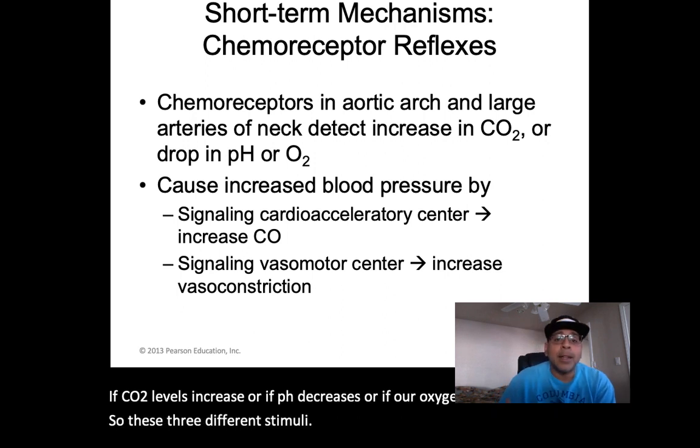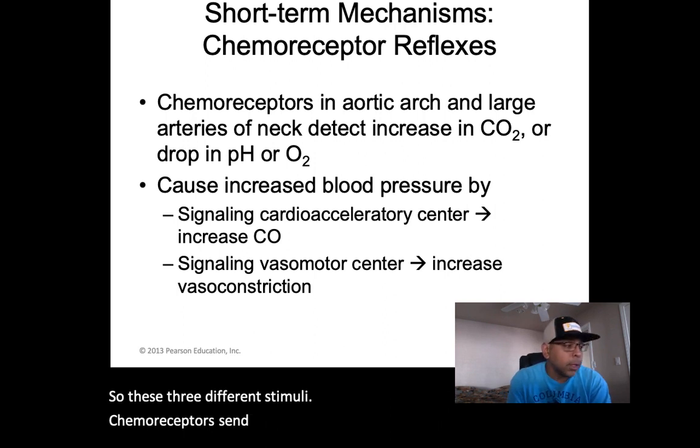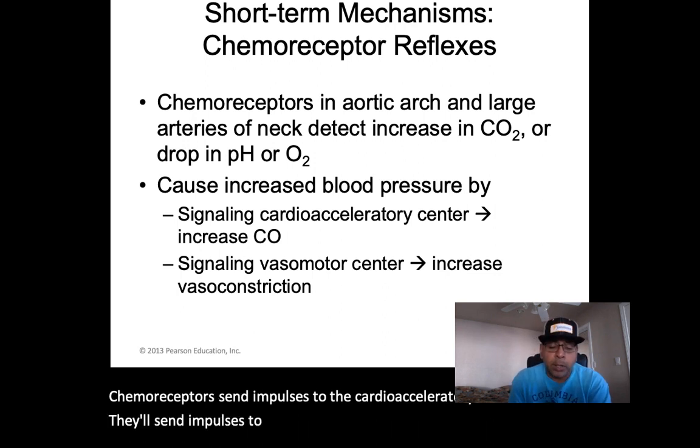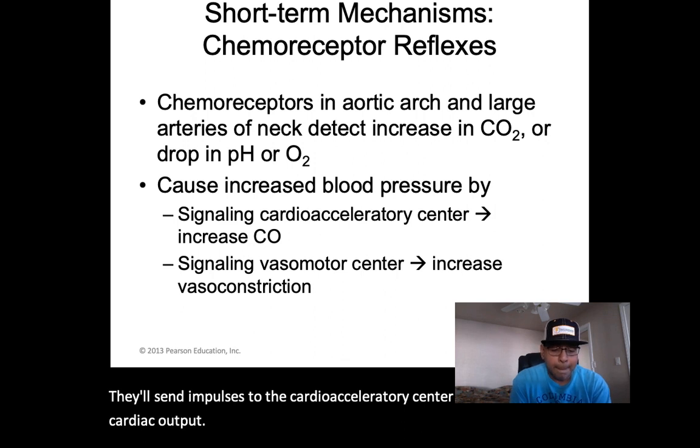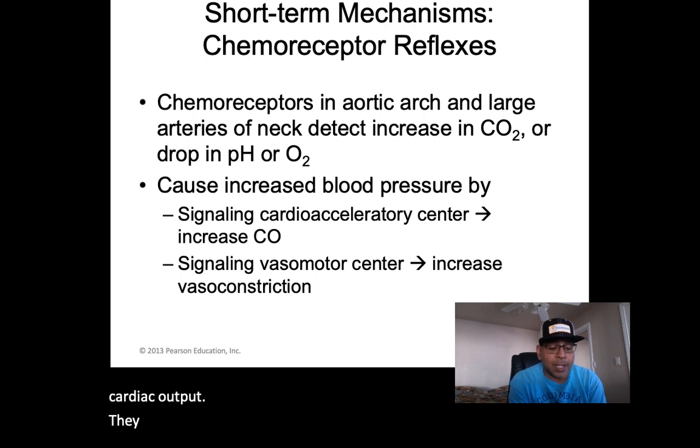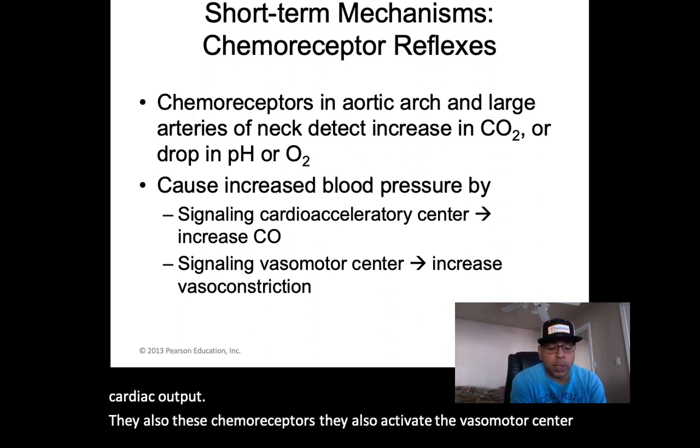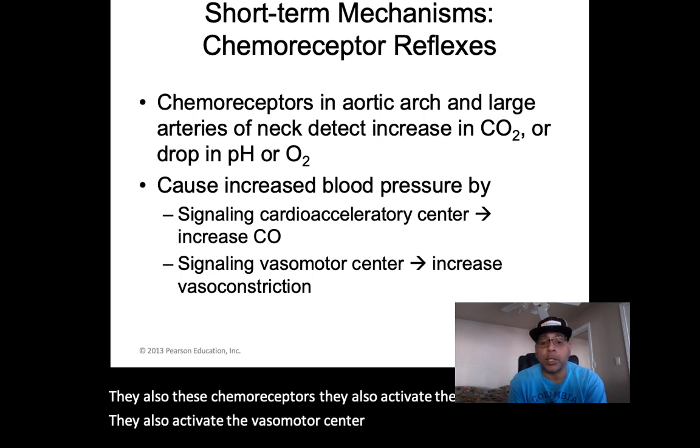Chemoreceptors send impulses to the cardioacceleratory center, which increases cardiac output. These chemoreceptors also activate the vasomotor center, which causes vasoconstriction.